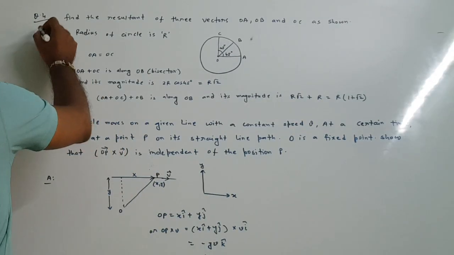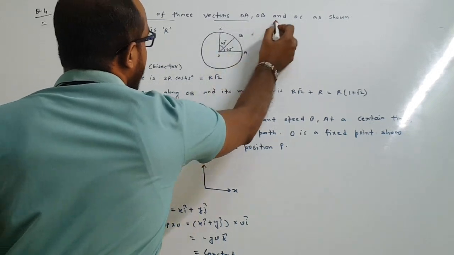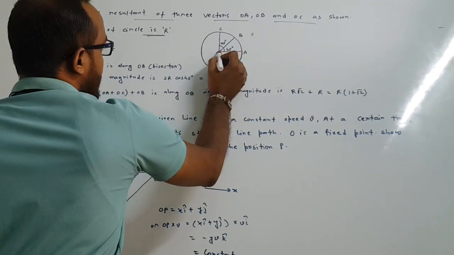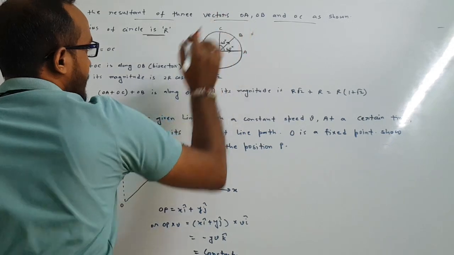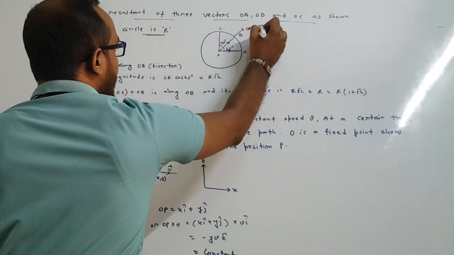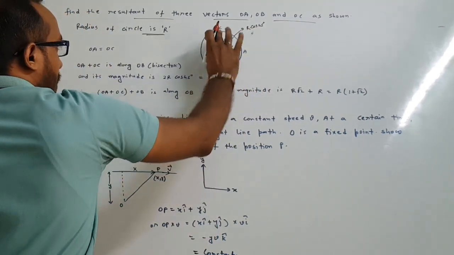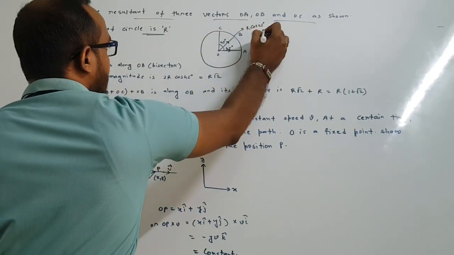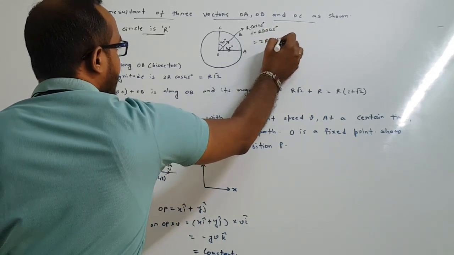Let us solve some problems. See, find the resultant of three vectors OA, OB and OC as shown. The radius of the vector is given. See, if this is the vector OA, then that component would be OA cos theta. So OA cos 45 is along this. OA is R, so we can say R cos 45. And the component of C along OB is R cos 45, again R cos 45. So we got 2R cos 45.